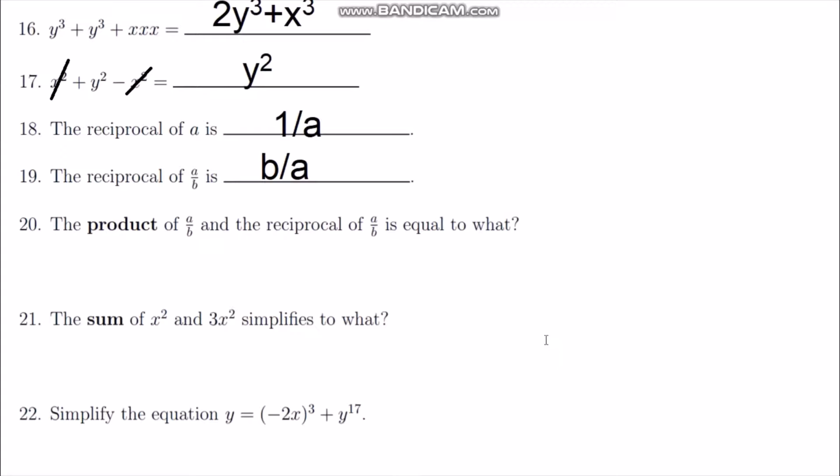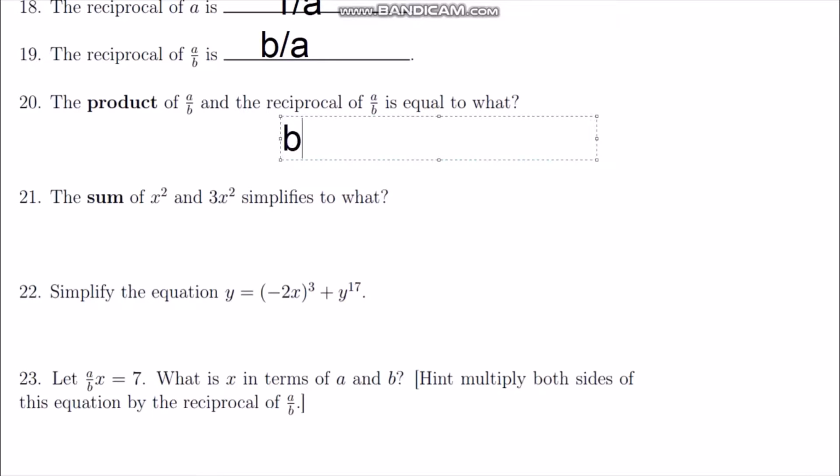The product of a over b and the reciprocal of a over b is what? Again, I'm going to underline this: the reciprocal of a over b. So the reciprocal of a over b is b over a from earlier, so let's just write that. Sorry about this, I know that this takes a little while. All right, so the product of a over b times the reciprocal of a over b is what? Make this a little bit bigger.